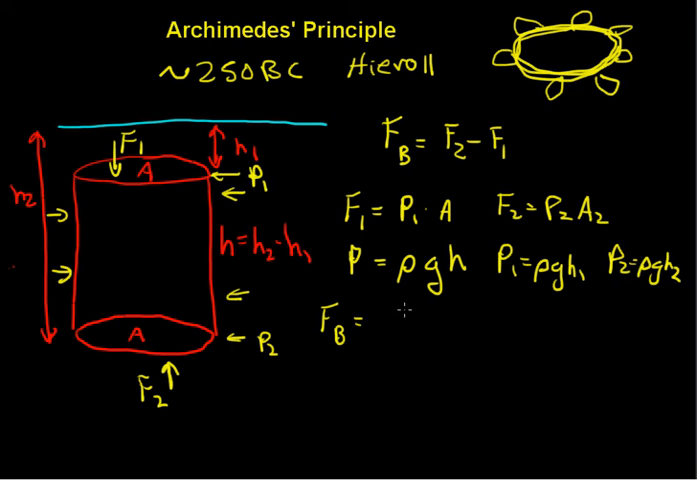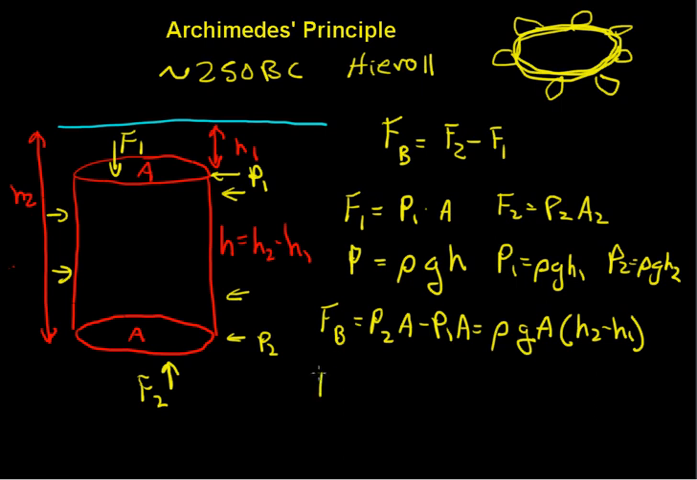And so now I can say the buoyant force is just P2 times the area minus P1 times the area, right? And so that's rho g h2 times the area minus rho g h1 times the area, but I can write that as rho g times the area times h2 minus h1. I've just included a little algebra there.